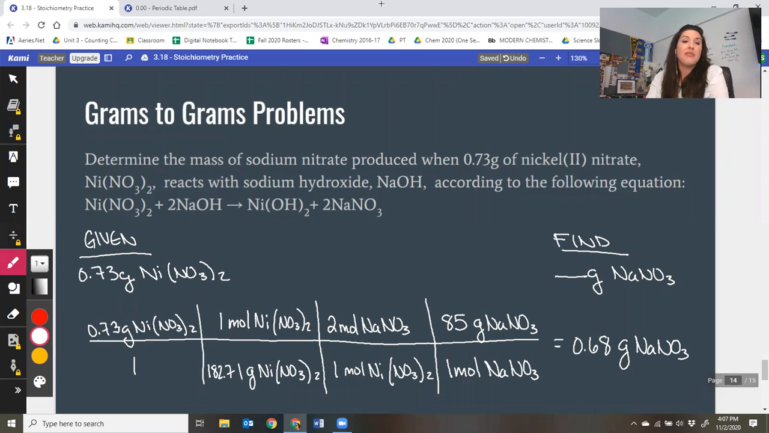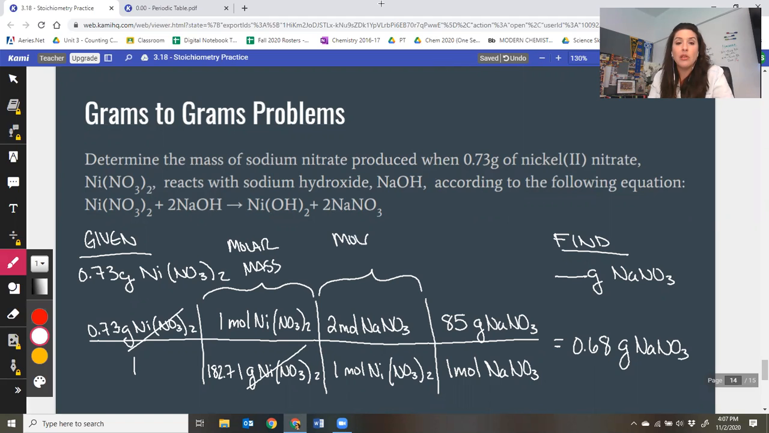I started with the given 0.73 grams of nickel 2 nitrate, setting it over 1. And in the next step, I calculated the molar mass of this reactant. And I did that so that I could get it into units of moles. It's only once you're able to convert into units of moles that you are able to use the mole ratio. And mole ratio is the only bridge that gets us from substance A, compares it to substance B.